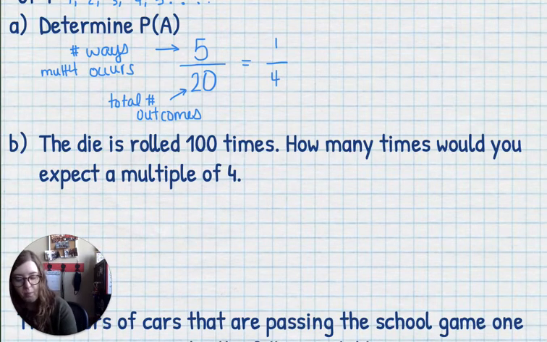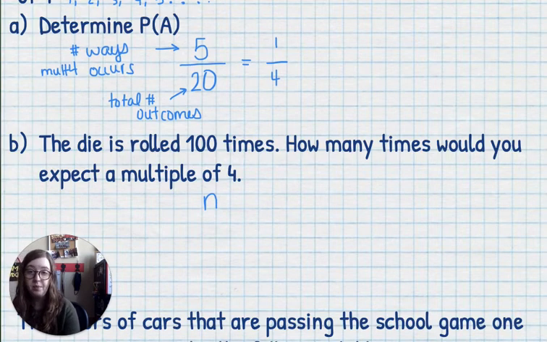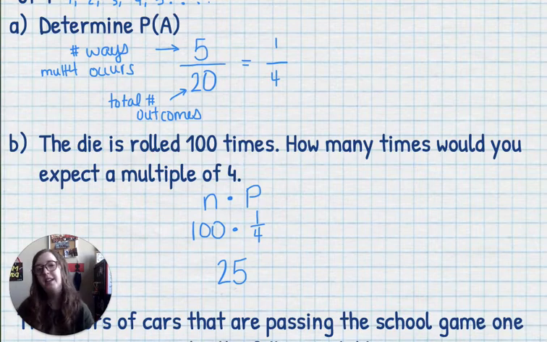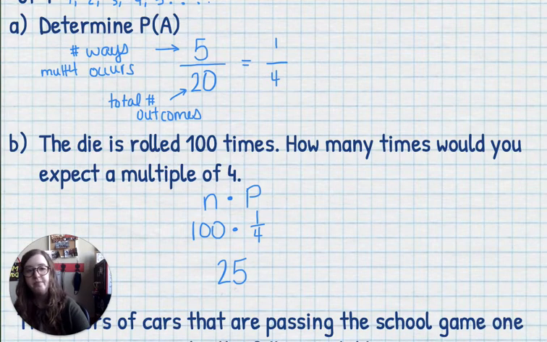So this is where we're going to take the number of trials times our probability. So we're going to have 100 trials times our probability of 1/4. So we'll end up with 25. That's how many times you would expect to roll a multiple of 4, 25 times.